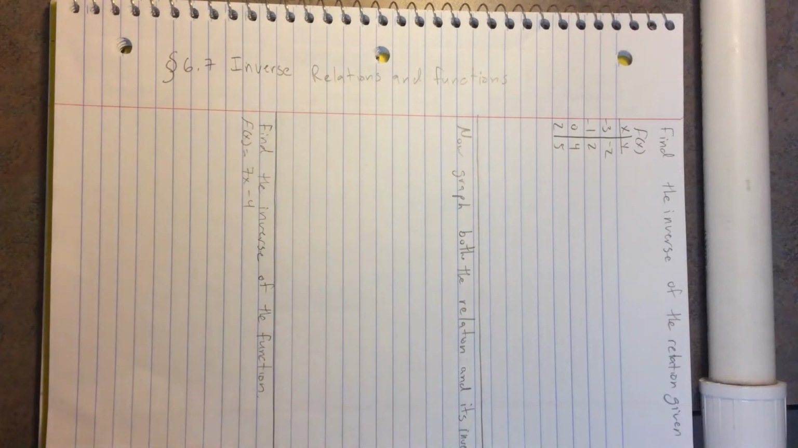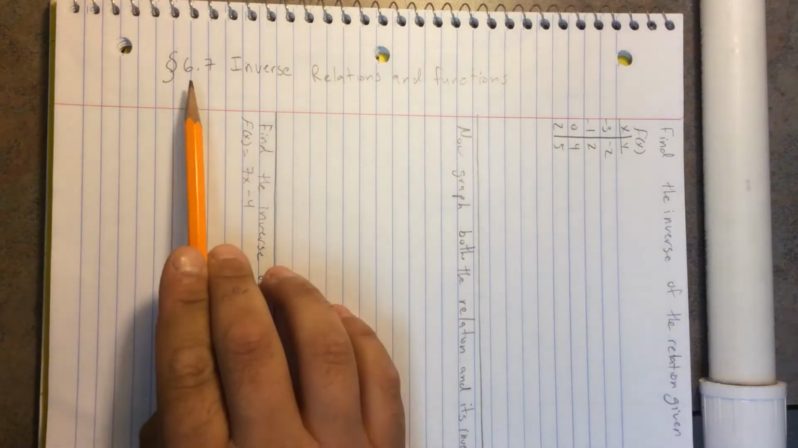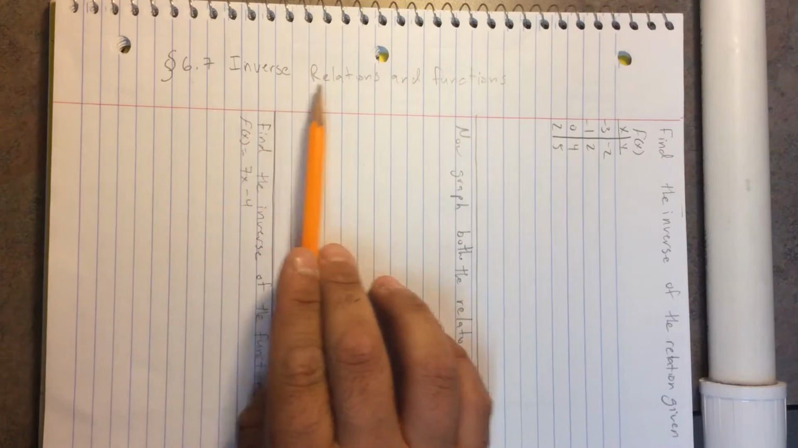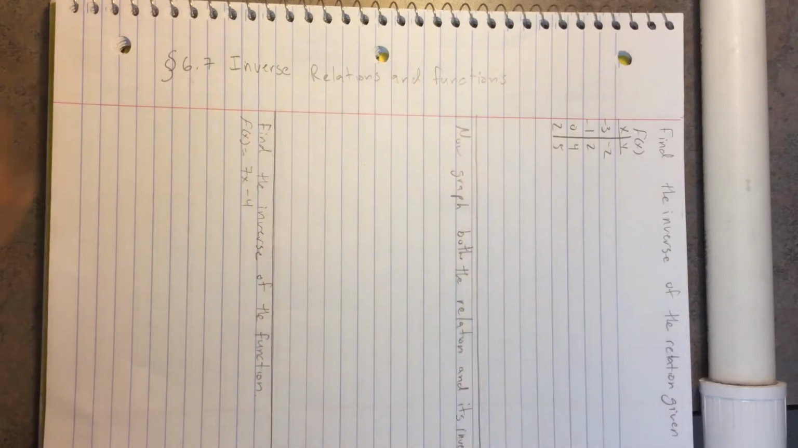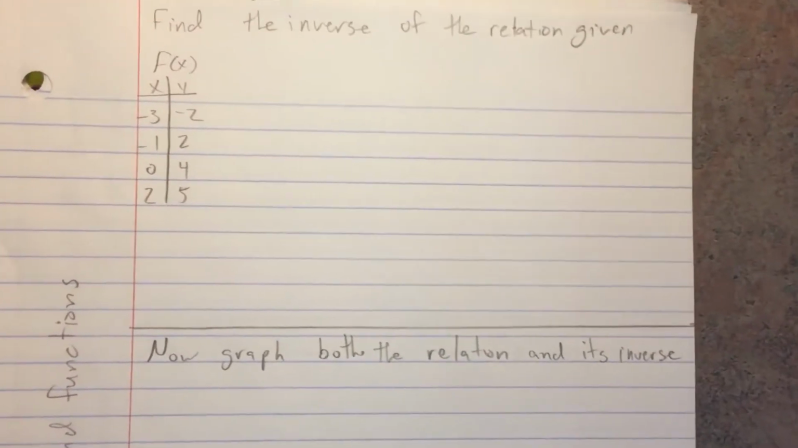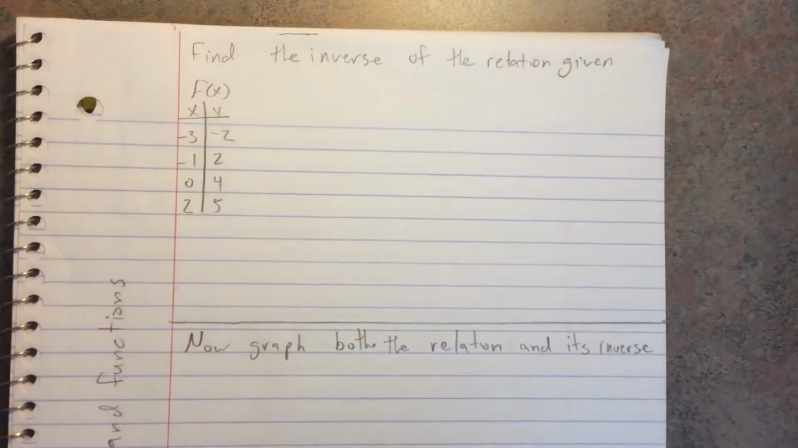I know we went over this during class, but there's a lot of people absent, so I wanted to go over it again. So this is chapter 6, section 7, inverse relations and functions. Our first one, let me zoom in a little bit so you guys can see a little better, is find the inverse of the relation given.